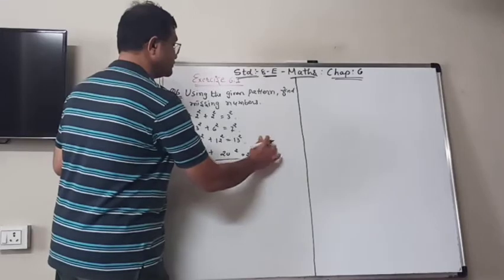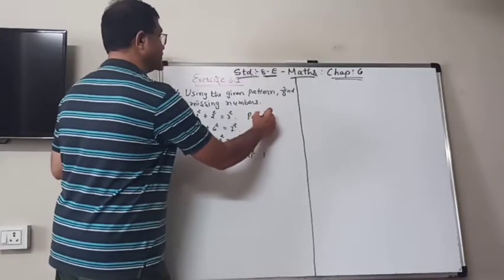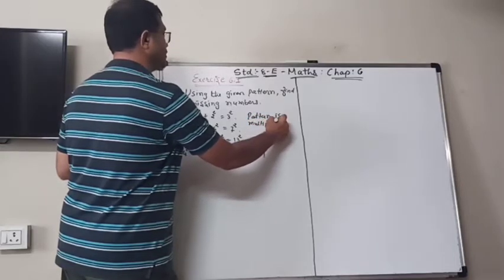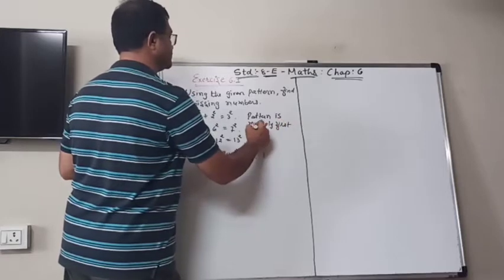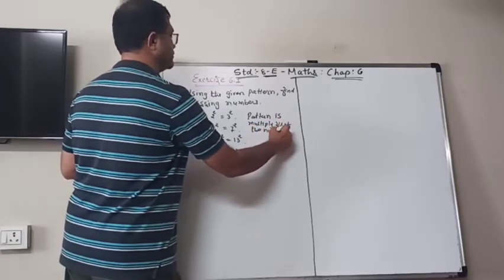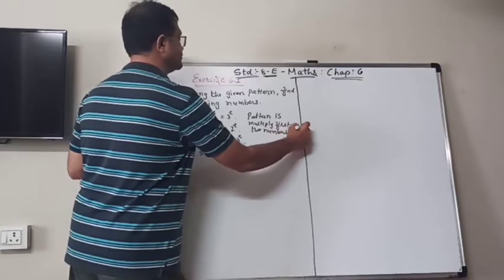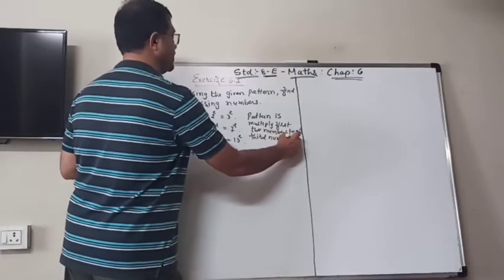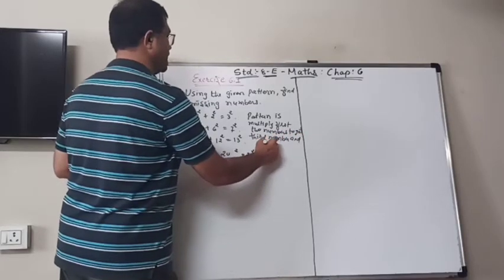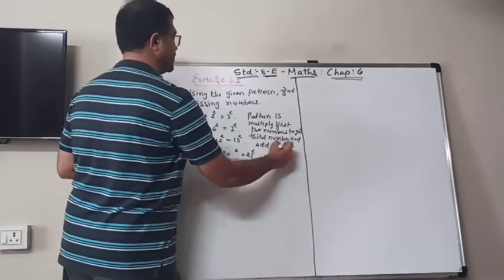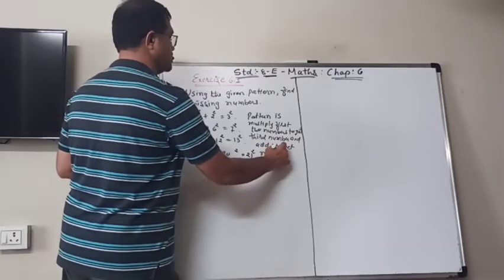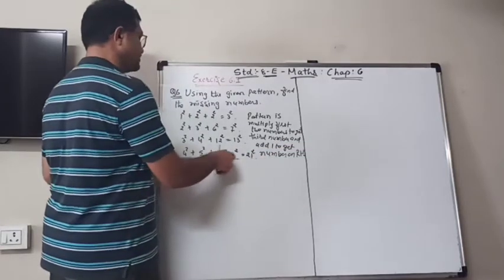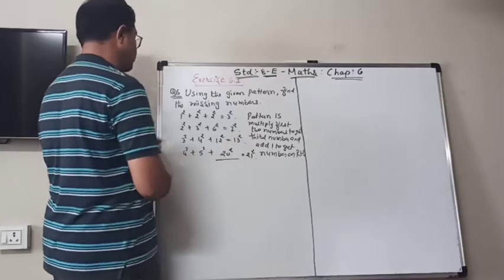So here we can mention the pattern. Pattern is multiply the first two numbers to get the third number and add 1 to get the number on RHS. So by this method you get it is equal to 20 square.